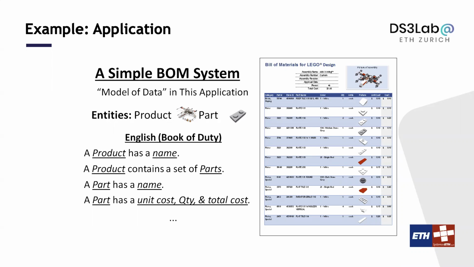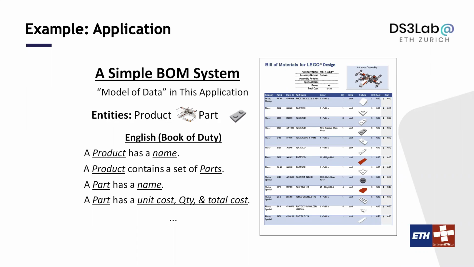So here we want to build one application where we have a whole bunch of products, right? Each product is a toy we want to build. Each product has a name. A product contains a set of parts. A part also has a name. A part also has a whole bunch of properties like unit cost, quantity, total cost, and so forth. Of course, this is not machine understandable, right?